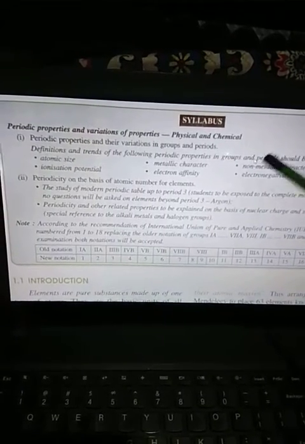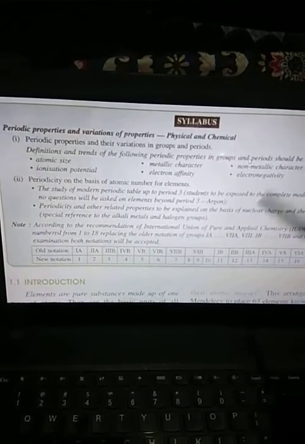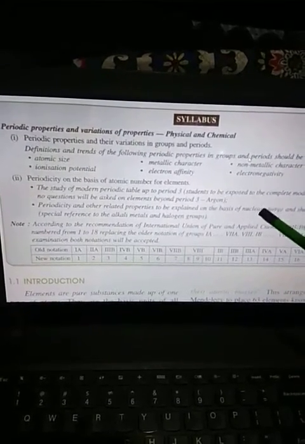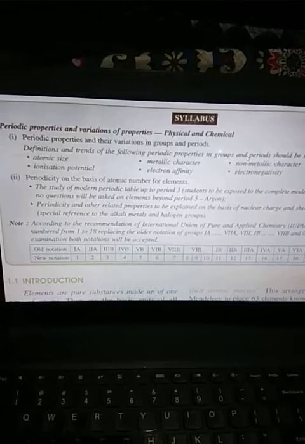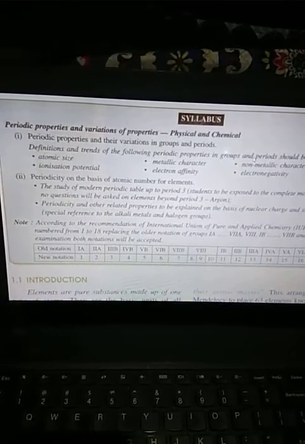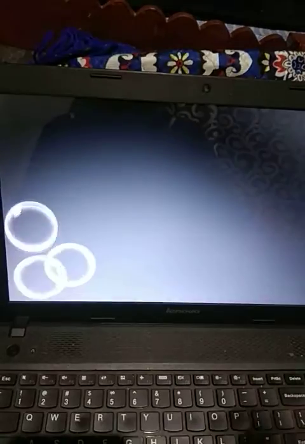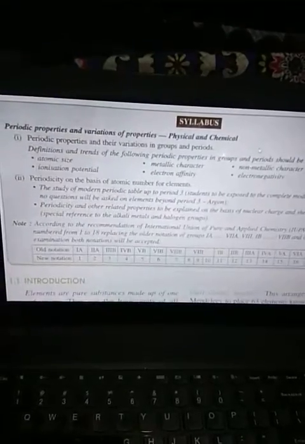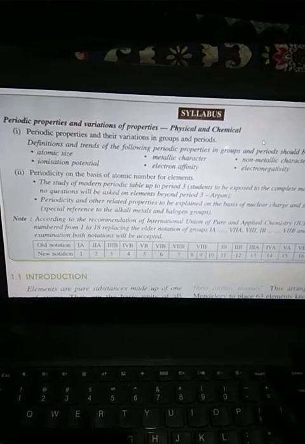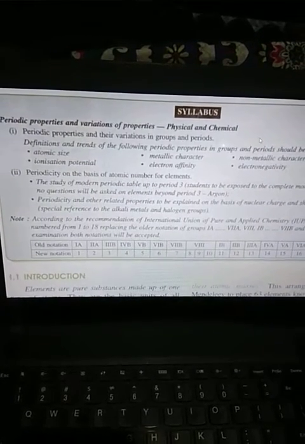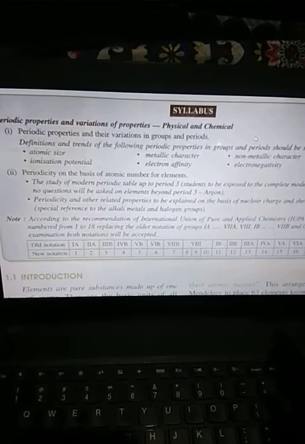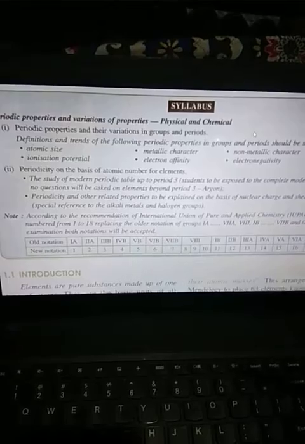Basically, this chapter we have already discussed in class 9 as well. This is just an extension of the chapter that is present in class 9. So once again we'll start this chapter. First we'll understand what is the periodic table, how the elements are placed, what are groups, what are periods, and what are the different periodic properties and how they show trends down the group and across the period.